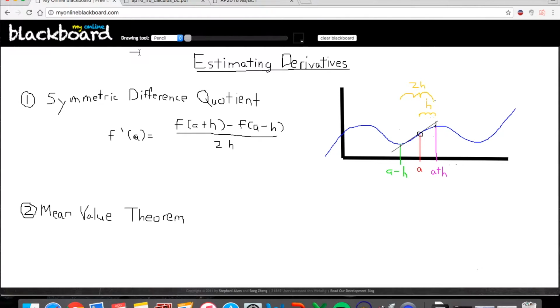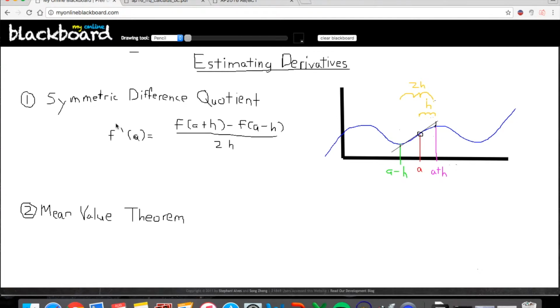So there are two ways in which we'll be estimating derivatives. The first one is called the Symmetric Difference Quotient, which isn't very important for your AP exams, but the second one is the Mean Value Theorem. So let's talk about the Symmetric Difference Quotient really quickly because this is still important for single variable calculus.